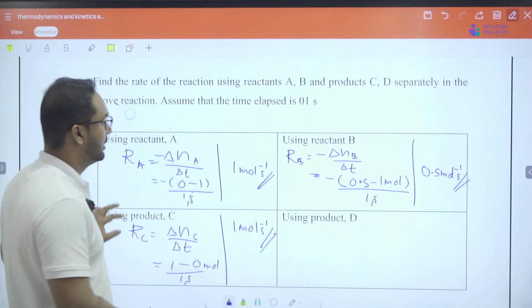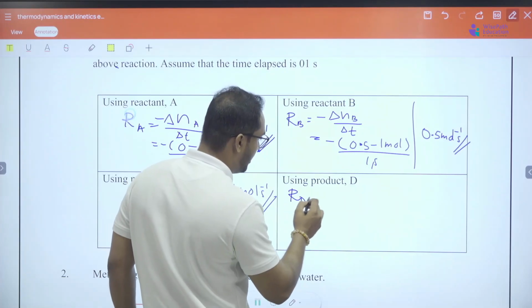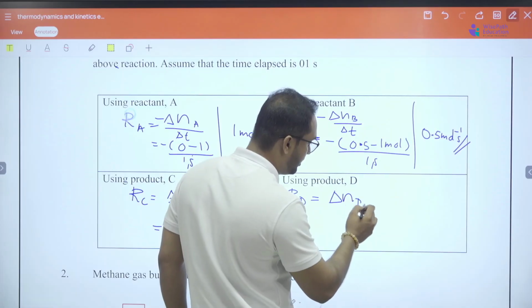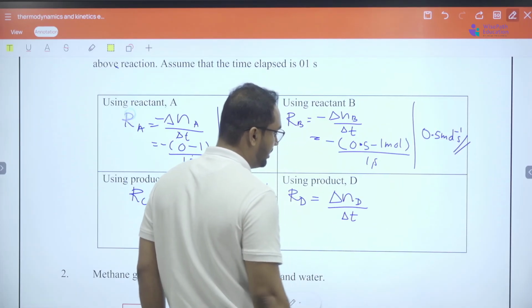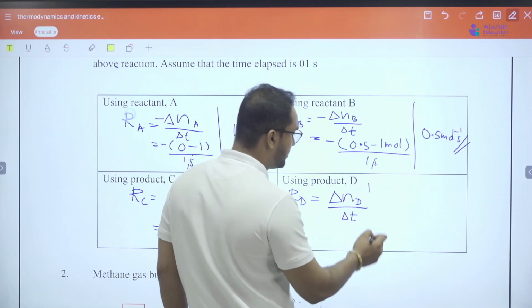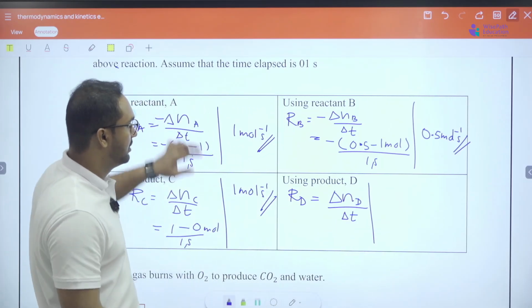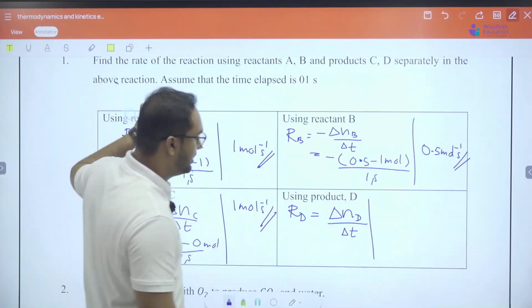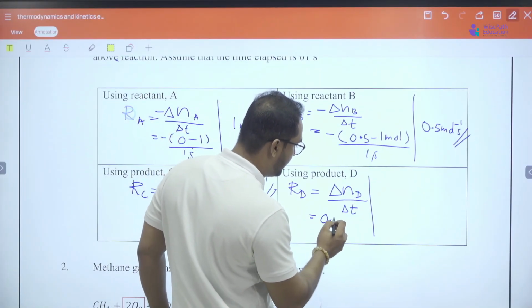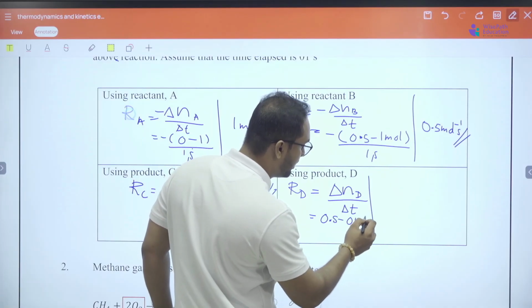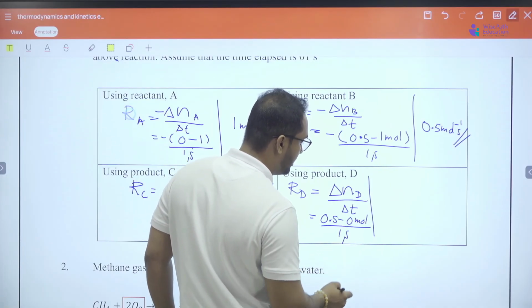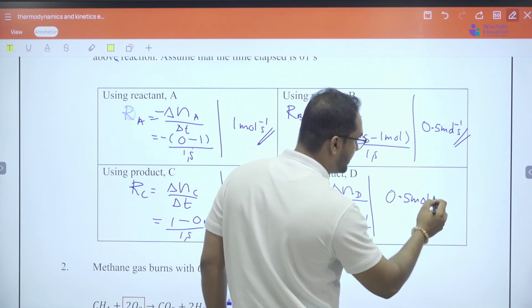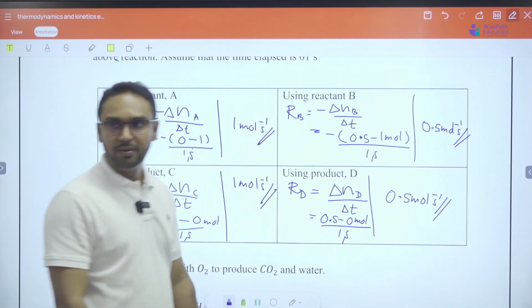And Rd, if I take Rd, is delta Nd divided by delta T, right? And the number of moles of D, you tell me the values here. The final is 0.5 and the initial is 0, right? 0.5 minus 0 mole divided by the time, which is 1 second, and the answer is 0.5 moles per second. Now do you see a difference?